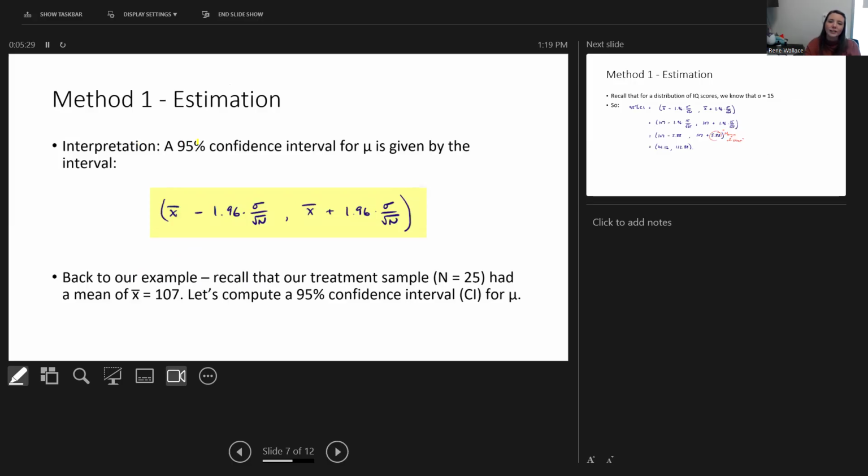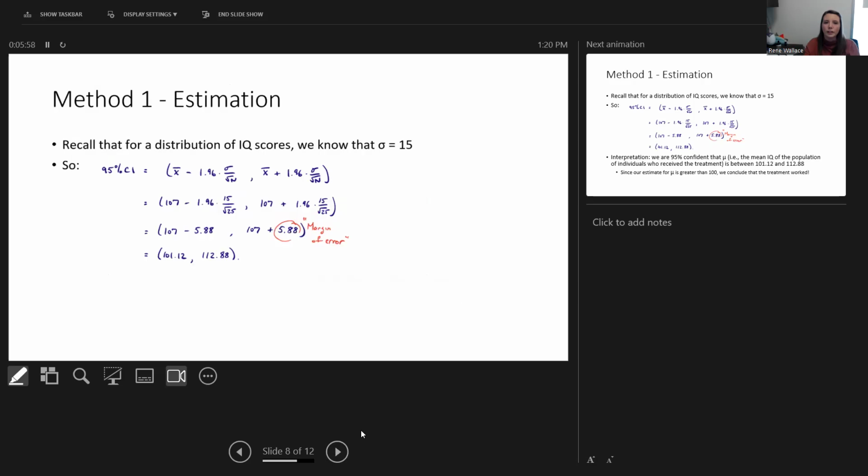Interpreting this, there is a 95%, not a 95% chance. We're not talking about probability. We're saying that we're 95% confident that mu is between these two scores for my given interval, for my given example. So for this example that we started with, our n of 25 had a mean of x bar 107. If we computed a 95% confidence interval for this mu, it would look like this. Here's our really long big equation.